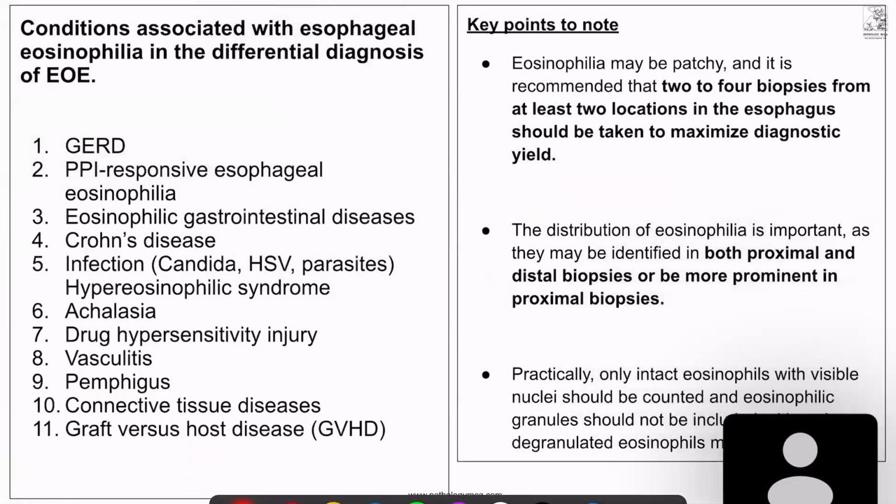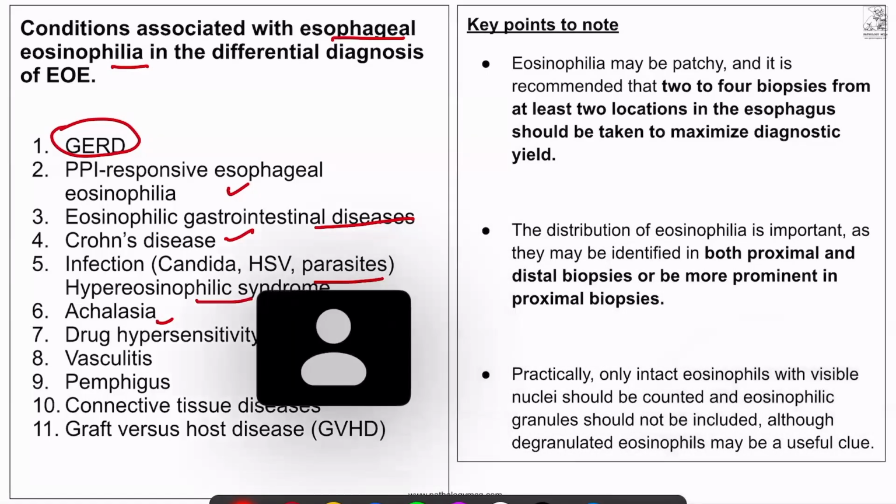What are other conditions which come in the differential diagnosis of esophageal eosinophilia? GERD, this one we already discussed. PPI responsive eosinophilia: in some conditions, mucosal eosinophilia may be present, but after giving a PPI trial, the eosinophilia will vanish. So that is PPI responsive esophageal eosinophilia. And then we have eosinophilic gastrointestinal diseases, Crohn's disease, infectious conditions, hypereosinophilic syndrome, eclampsia. So there are a variety of conditions which can cause eosinophilia.